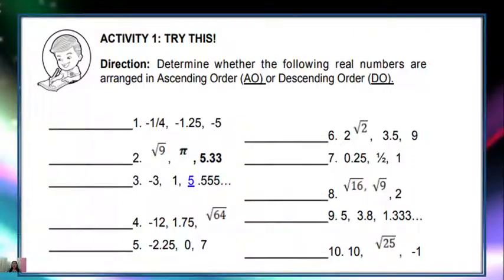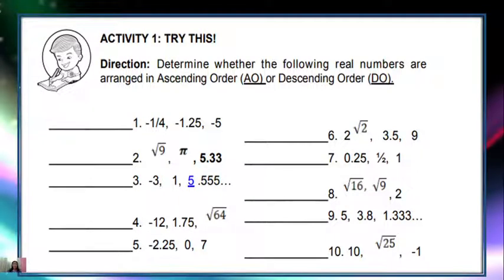Next, in our week number 8, part 2. Okay, try this. Nandito na yung tinatawag na ascending order or descending order. So what are you going to do? Determine whether the following real numbers are arranged in ascending. Ano yung ascending na sinabi ko kanina sa inyo? Ascending is an arrangement where it will start from the smallest value to the highest value. Di ba? From smallest number to the largest number.